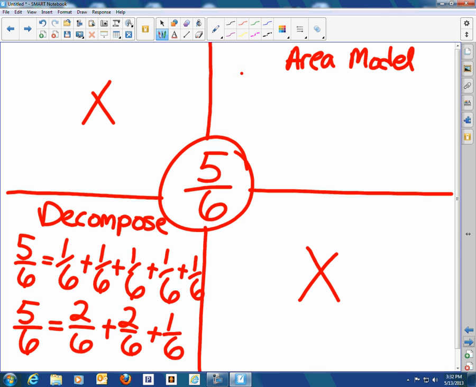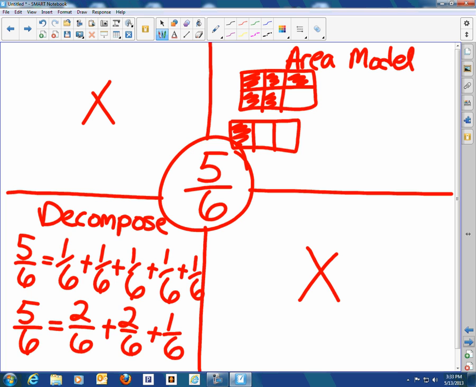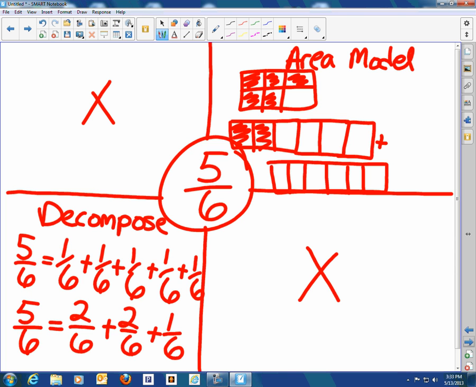Again, I can show an area model using a rectangle, and that's 5/6. I could also use an area model where I took 2/6 plus 3/6 and added those together and got 5/6 as well. That's just another way to show an area model.